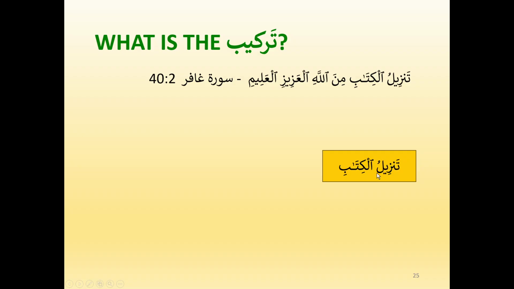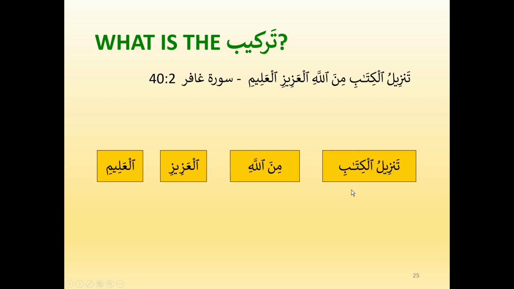So here is your Tanzilul Kitabi. And Min Allahi. And of course we have the two parts here. And yes, this is your Mubtada. And this whole thing is your Habar. Then of course, because it's Tarkib, we have to label the bits. So this would be Sister Momina.